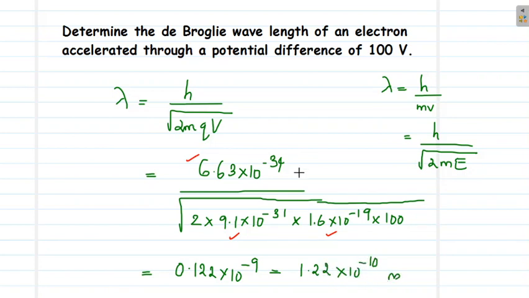So what is 10 raised to minus 10? We call that term angstrom. 10 raised to minus 10 meter is an angstrom. So this is 1.22 angstrom. So that is a considerable wavelength associated with an electron moving through a potential difference of 100 volt. Now let us move on to the third problem.